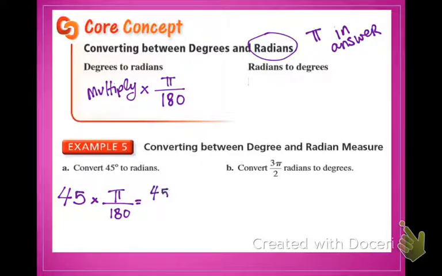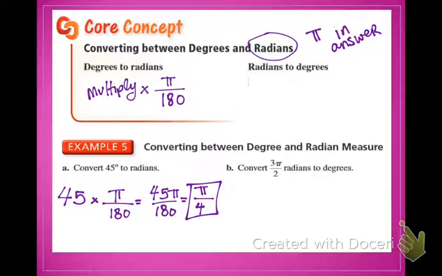Multiply it straight across, you get 45 pi over 180. And then you need to reduce. I don't know if your calculator will reduce it correctly, but you can also just type in 45 divided by 180. They're both divisible by 45. So it should be pi over 4. That's your answer. That is our radians answer. So you don't write 1 pi, just like you don't write 1x. You just write pi and then over 4. Okay, so that's converting from degrees to radians.